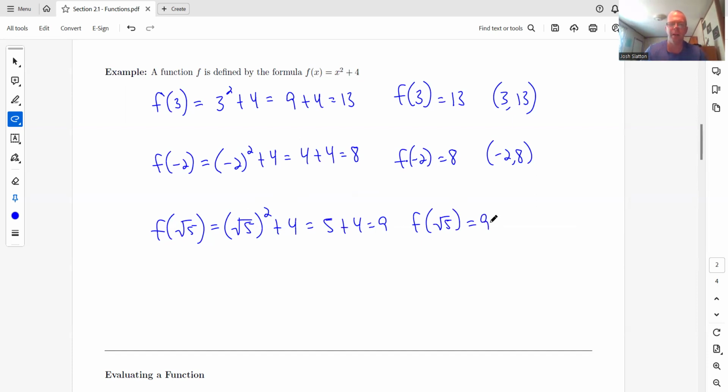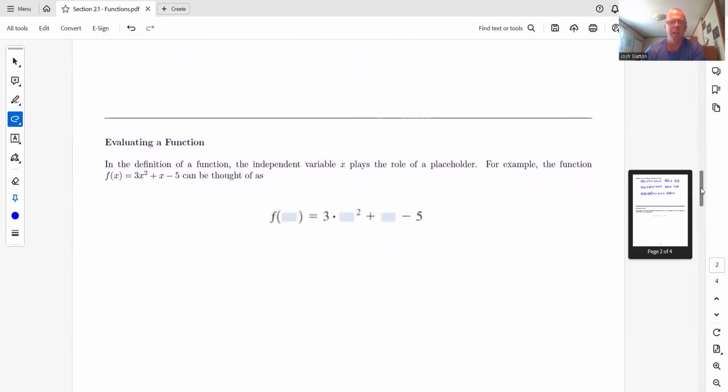It's very, very basic. Anything that we have in the parentheses here, we're going to plug it in for any of the x's that we see over here. And we'll of course see functions later on that have multiple x's. In fact, this next one does. We're not going to do much of this. This is just more of explaining evaluating functions.